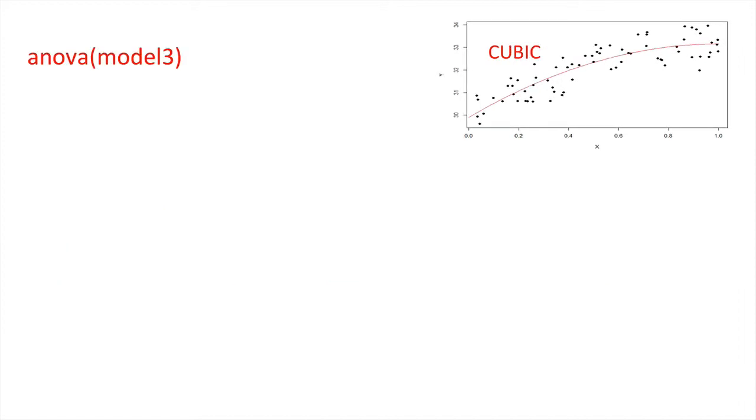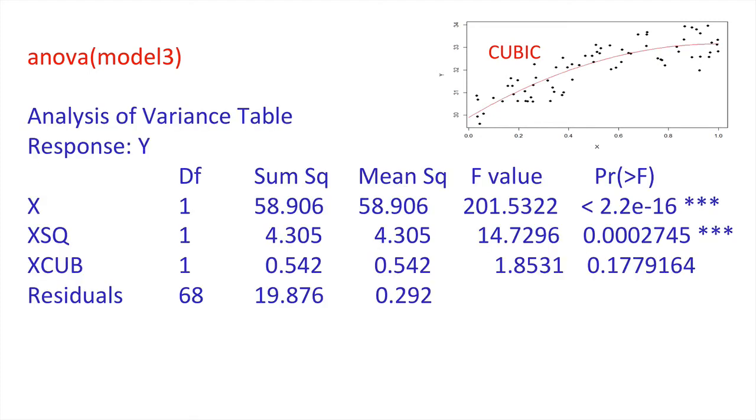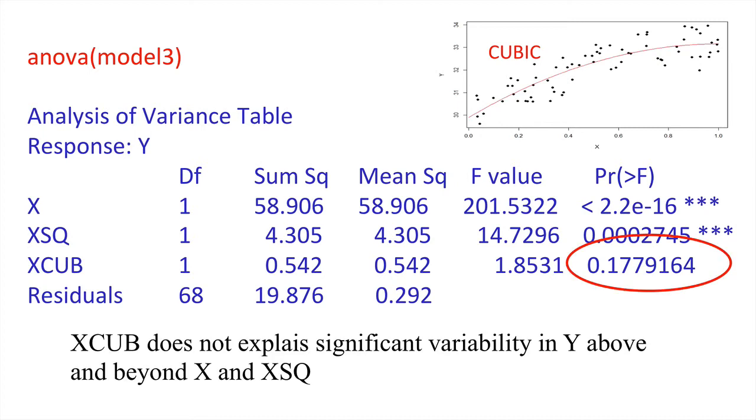Now we can ask about the cubic model that we have fitted. There's the graph of it, and here is the analysis of variance. You'll remember that we're using type 1 sum of squares, and so what we can see here is x is highly significant, x squared is highly significant once we take into account the effect of x, but x cubed is not significant once you take into account the role of x and x squared. So x cubed does not explain significant variability in y above and beyond x and x squared.